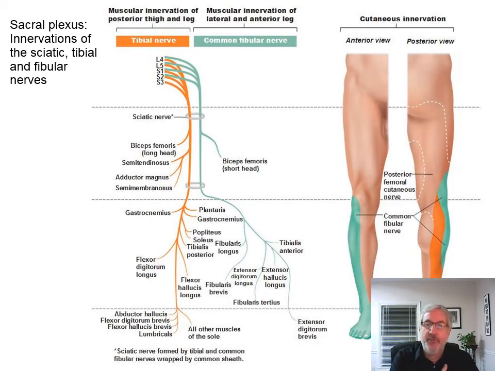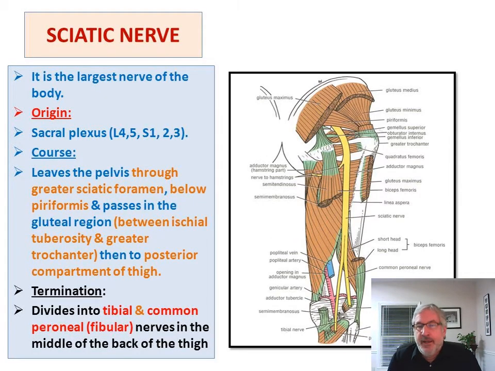Sciatic nerve, showing just some muscular as well as cutaneous innervations of the sciatic nerve, and most of the cutaneous innervations are mostly in the lower leg, a little below the knee. All right, next slide. And this is the largest nerve in the body, sciatic nerve. Comes from L4, L5, and S1 through S3. And it leaves through the greater sciatic notch or greater sciatic foramen. It goes below the piriformis, which is here.